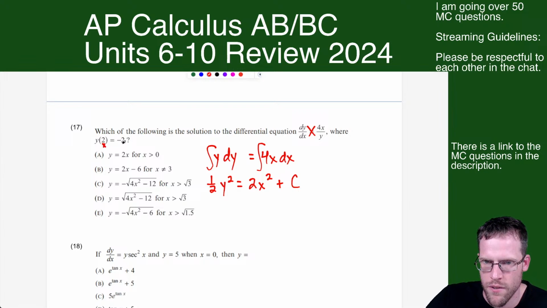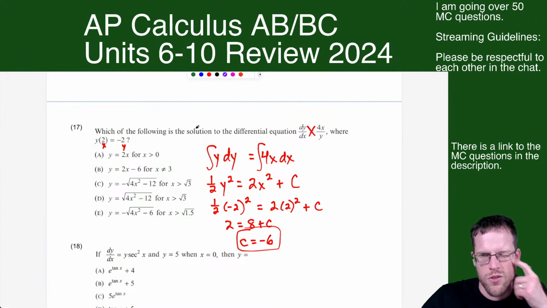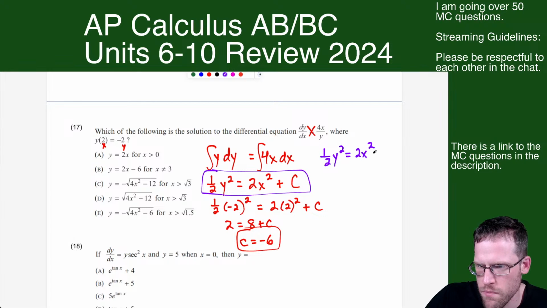Now y of 2 is negative 2. So this is our x and y initial condition. I have 1/2 times negative 2 squared equals 2 times 2 squared plus c. So this gives us half of 4, which is 2, equals 8 plus c, so c is negative 6. Now we can plug this into our general solution, and we have 1/2 y squared equals 2x squared minus 6.